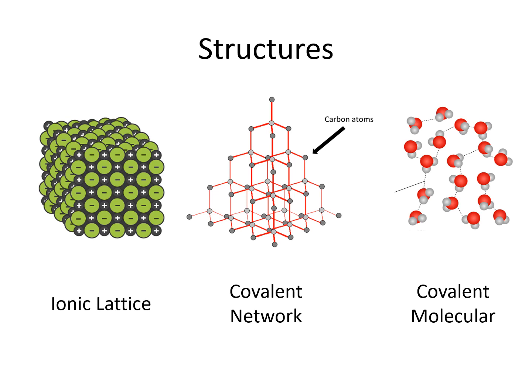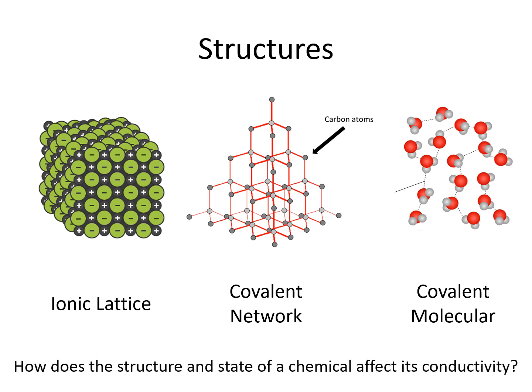So last time we looked at how these structures can affect the melting and boiling point, and this time we're going to try and answer this question. How does the structure and the state of a chemical affect its conductivity? So we'll just go over the state aspect first of all, so let's just have a look at that.